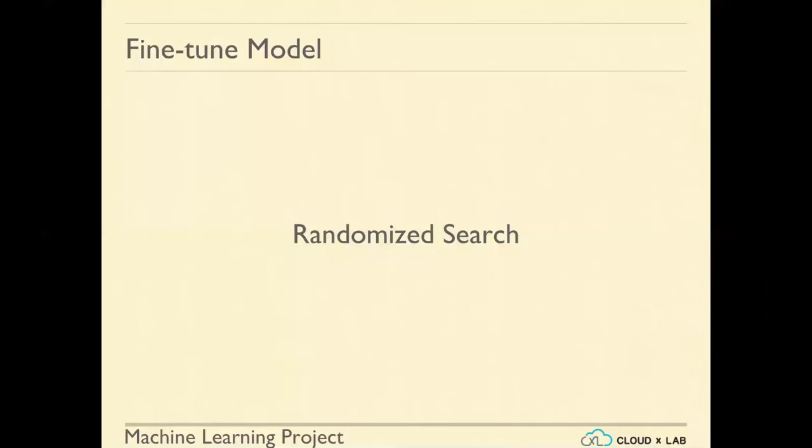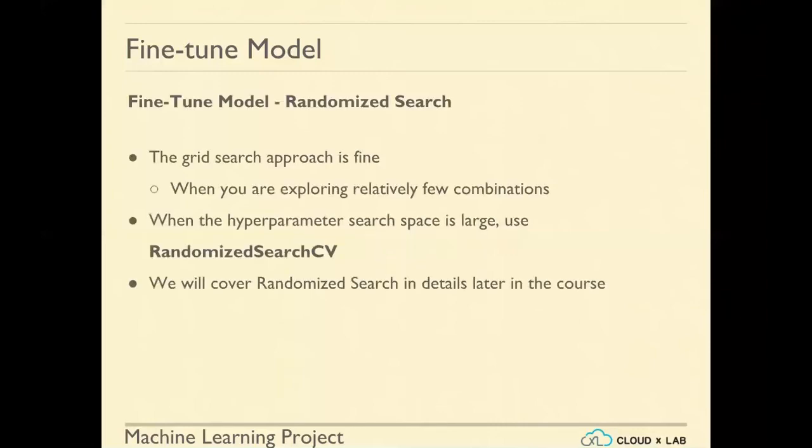Now, a number of times we don't know what the parameter values are, right? Sometimes it could be a million or sometimes it could be in decimal numbers. Therefore, we don't know exact values. So for those kinds of reasons, we use the randomized search. The grid search approach is fine when we are exploring relatively few combinations, right? When the hyperparameter space is really large, then we use the randomized search CV rather than grid CV. We'll cover the randomized search in detail.